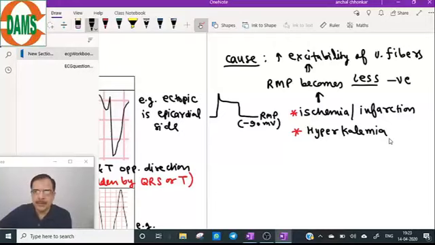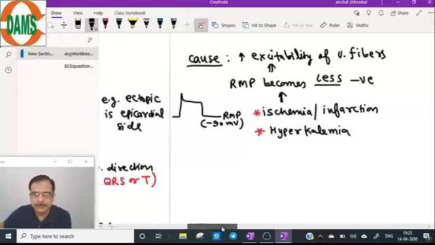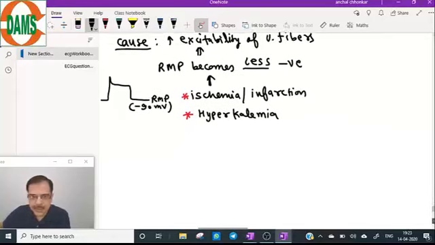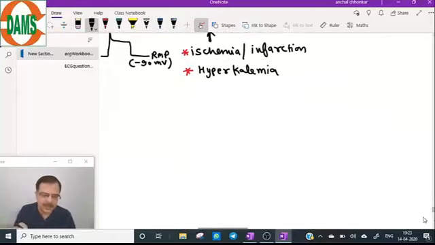Now come to the treatment of this ventricle arrhythmia. Yes, digoxin can also be one of the causes, but that rarely causes. That is a rare side effect of digoxin. Very good.